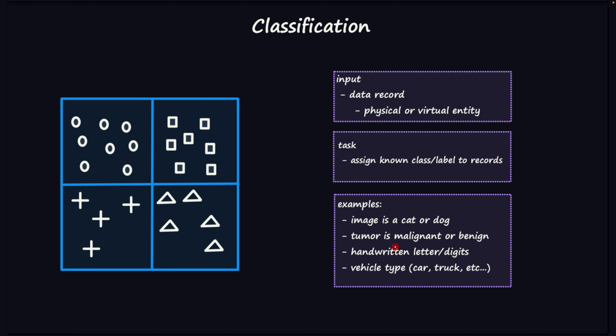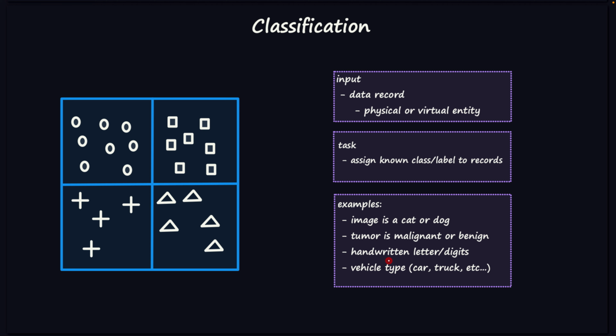And it could be something different as well. For example, our input data might represent a medical report. Based on that report, we want to classify whether the tumor is malignant or benign. Malignant means it is cancerous, benign means it is not cancerous. So we might need to do that.